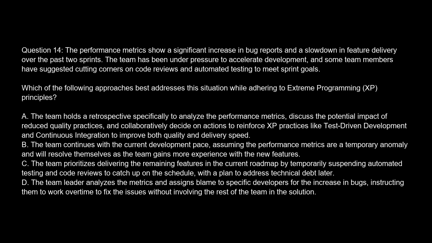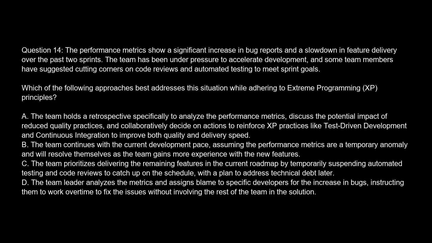Option A. The team holds a retrospective specifically to analyze the performance metrics, discuss the potential impact of reduced quality practices, and collaboratively decide on actions to reinforce XP practices like test-driven development and continuous integration to improve both quality and delivery speed. Option B. The team continues with the current development pace, assuming the performance metrics are a temporary anomaly and will resolve themselves as the team gains more experience with the new features.